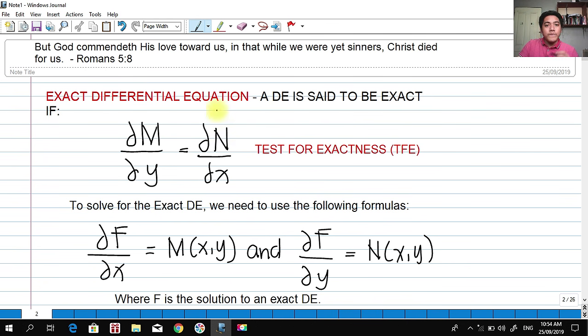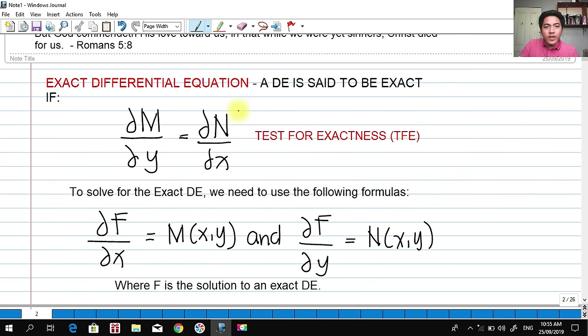This is also called the test for exactness. If we're going to test for the exactness of a DE, we're going to use this formula. If the partial derivative of M with respect to y is equal to the partial derivative of N with respect to x, then the DE is said to be exact. Of course, if it is not equal, then it is not an exact DE, but a non-exact DE. In this case, we're going to solve problems that are exact differential equations.